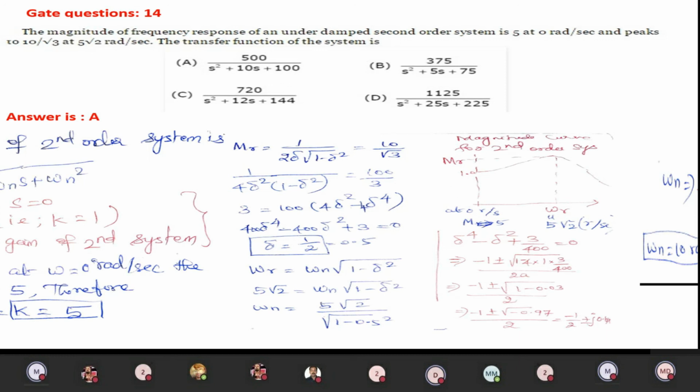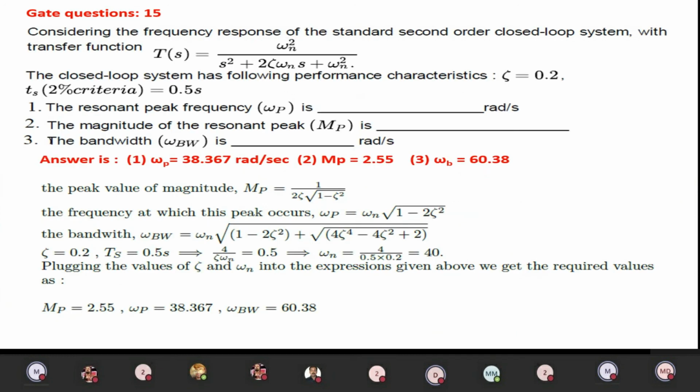Okay, so delta power 4 minus delta squared plus 3 divided by 400 is equal to 0. So the delta value you can determine that. So here you can have the omega n value is equal to 10 radian per second. So you can substitute that into the equation. So you'll be getting the transfer function as 5 into 100 divided by s squared plus 10s plus 100. So that will be the equation. So you will be getting 500 divided by s squared plus 10s plus 100. That will be the option A is the correct answer.